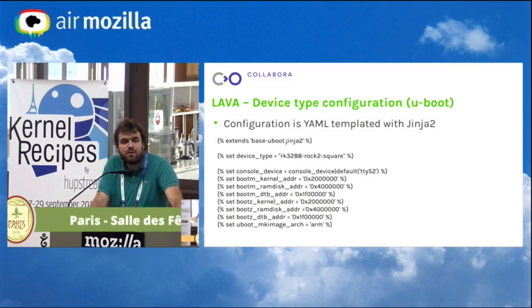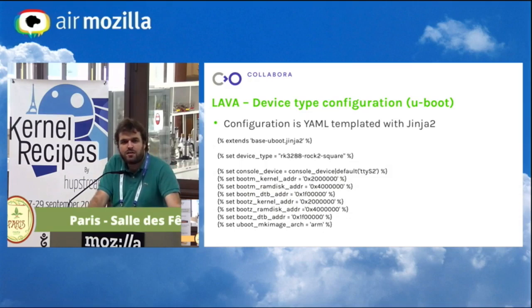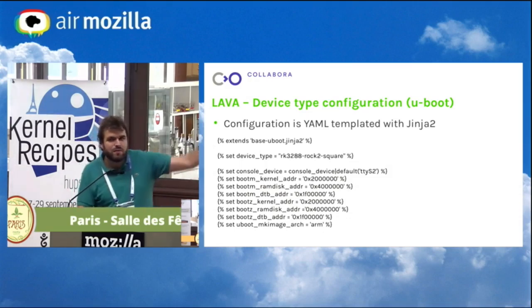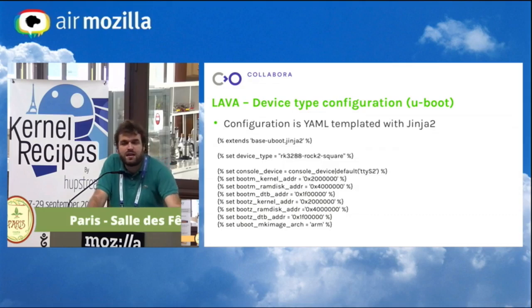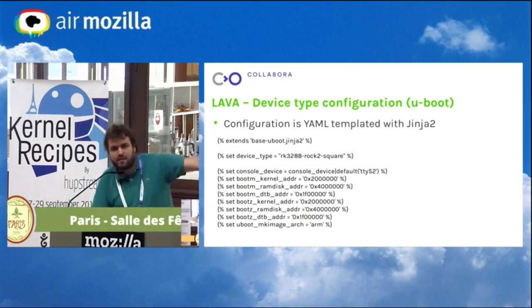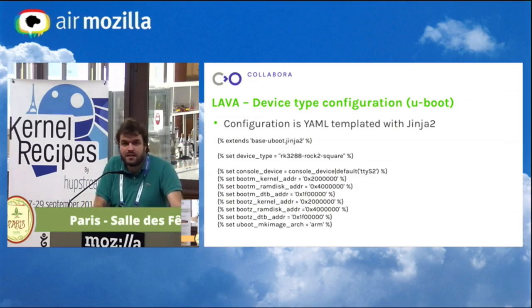So this is an example of one that we have in one of our labs, and it's for a Rockchip ROC2 square board. It's one of these little, really cheap boards. So you start by having some pretty obvious things that you expect, with addresses where to load things, what kind of console devices, in this case it's a serial thing, how to build, what kind of image. It's an ARM mkimage for U-Boot. So basically, this is the configuration for a type of device. That's it.